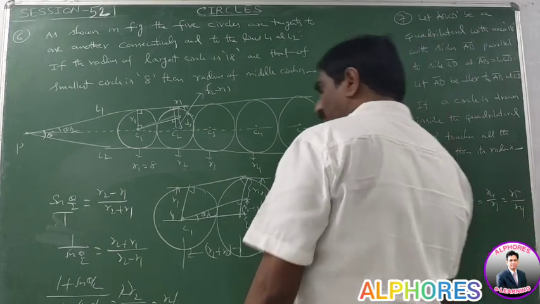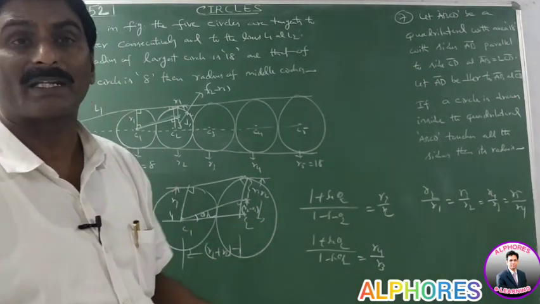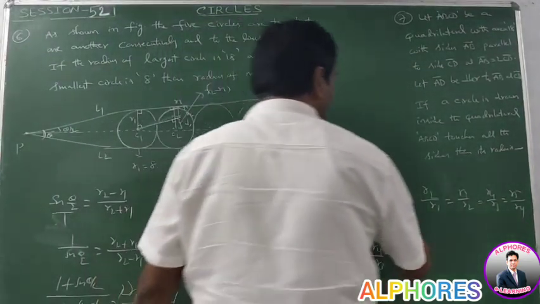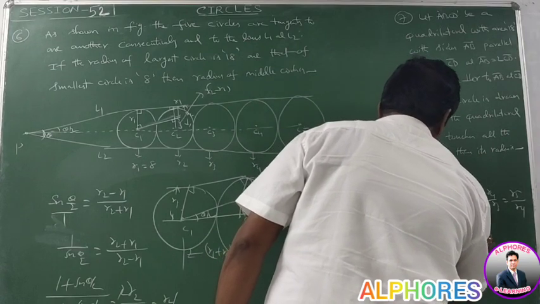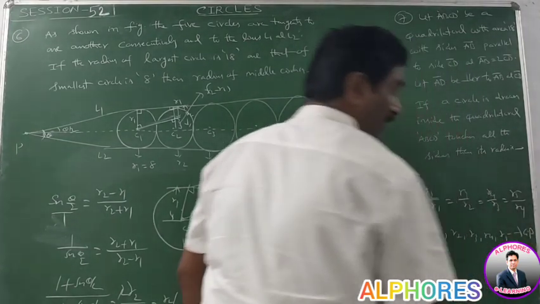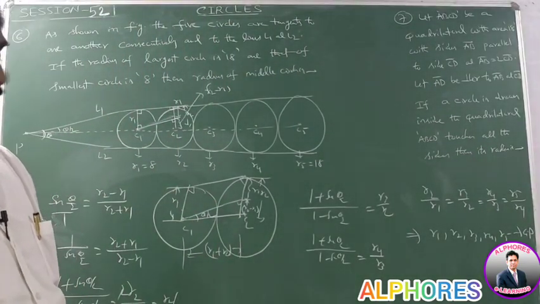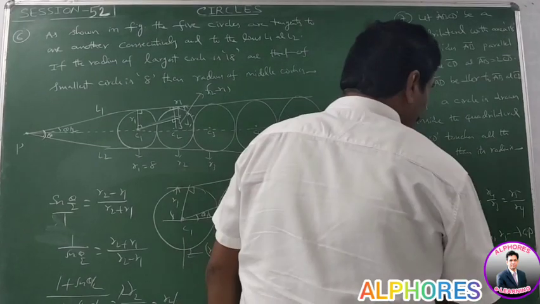What is the meaning of this? R2 by R1 is equal to R3 by R2 is equal to R4 by R3 means R1, R2, R3, R4, R5 are in GP. Please observe this: the radii of the given circles are in GP. Okay. If A, B, C, D, E are in GP, what is the condition?